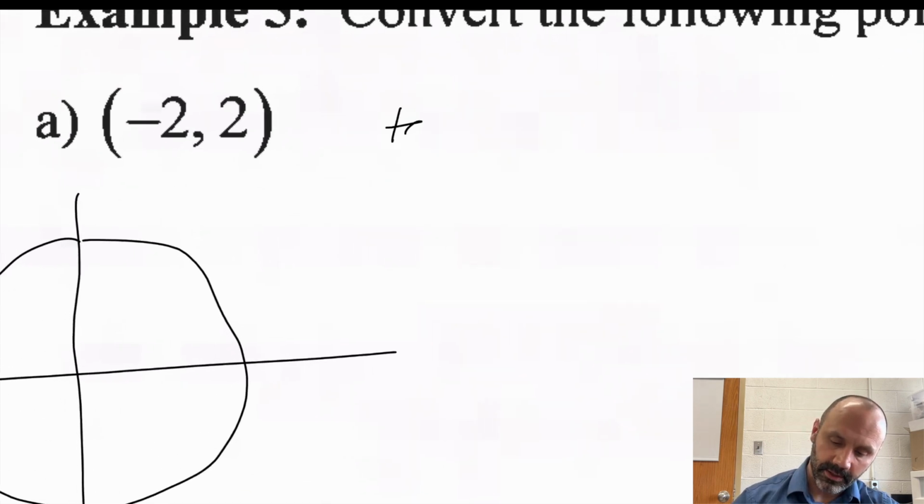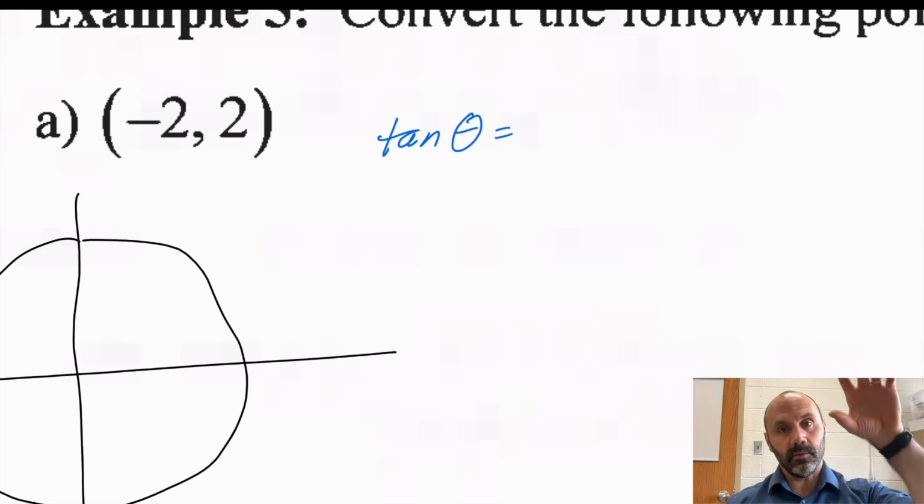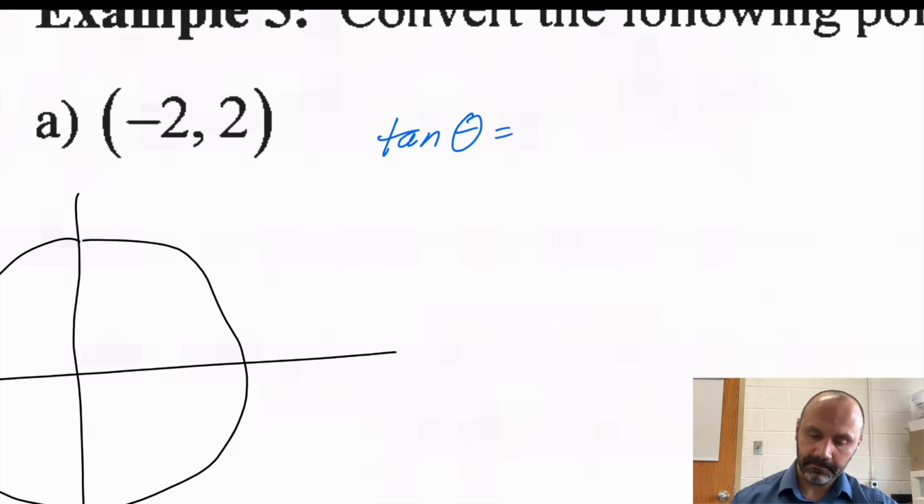We can take tangent of theta. I'll go back to blue for this. Tangent of theta is, again, the y over the x. So it's going to be 2 over -2, and I'm solving for theta. And so what's the angle? What are the coordinates that give me 2 over -2?